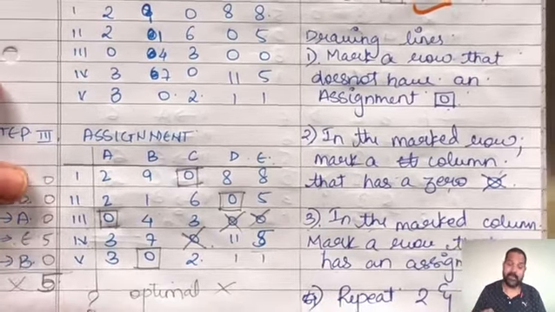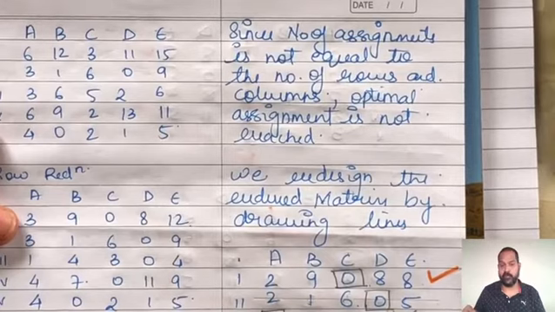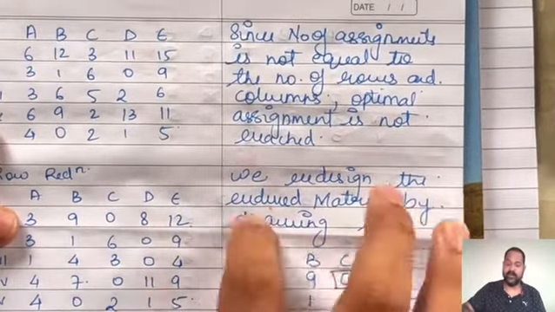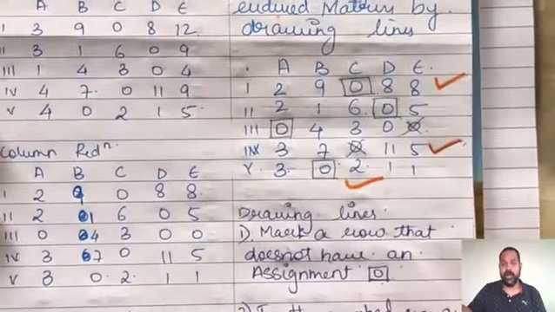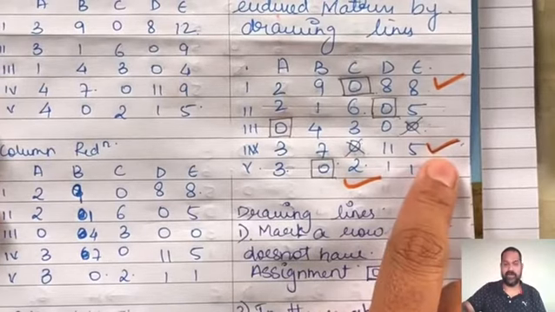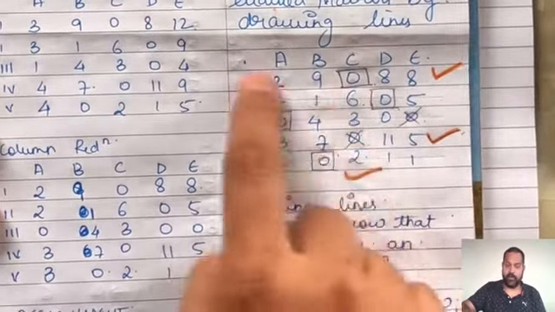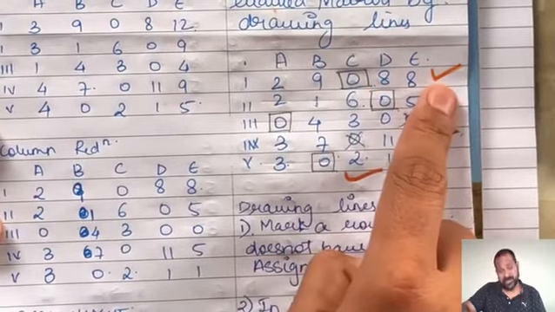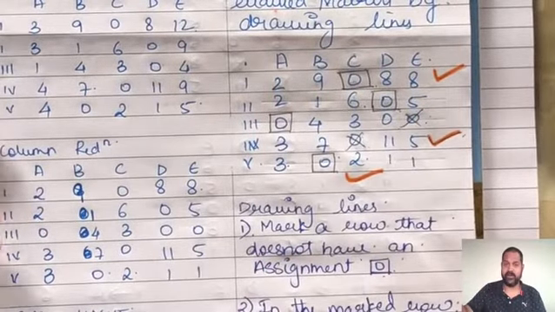If optimal assignment is not reached, we say that since the number of assignments is not equal to the number of rows and the number of columns, optimal assignment is not reached. We redesign the reduced matrix by drawing lines. How do you draw lines? Mark a row that does not have an assignment. In the marked row, mark a column that has a 0. In the marked column, mark a row that has an assignment. In the marked row, mark a column that has a 0. But this row does not have a 0 anywhere, so we stop right there.